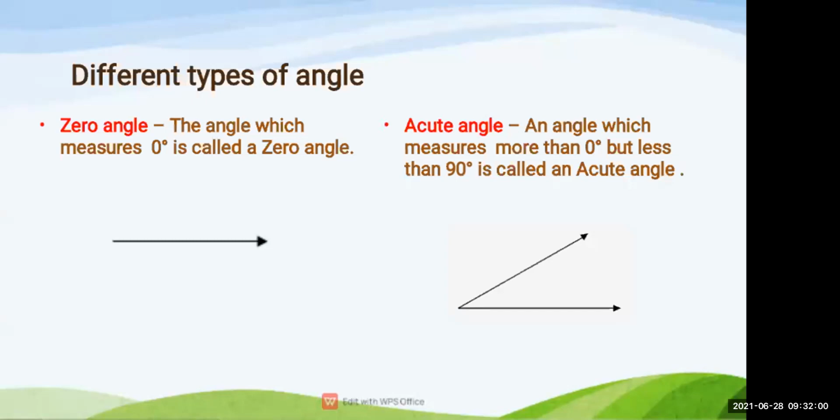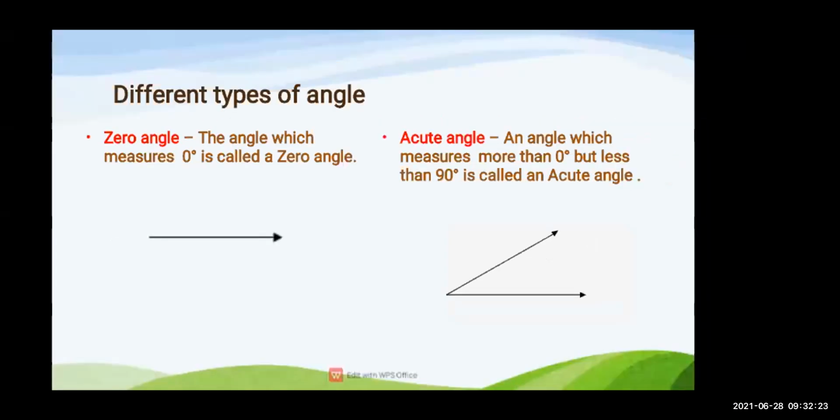Now the first type of angle, that is zero angle. Now zero angle means what? The angle which measures 0 degree. For an angle, what is its measure? 0. So that angle is called a zero angle. With this figure also you can see over here, it is shown that the measure of the angle is 0. So that type of angle is zero angle.